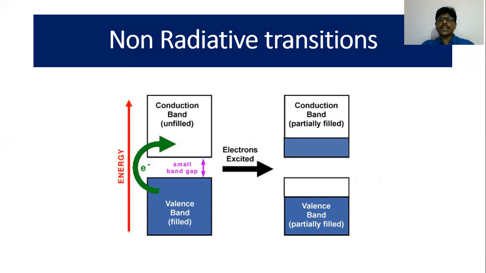So in all this, we have seen in the previous lecture and this lecture transitions which could be radiative and transitions which could be non-radiative, and all this occurs between the conduction band and the valence band. We should remember that in the valence band the electrons are bound electrons, whereas in the conduction band the electrons are free electrons.